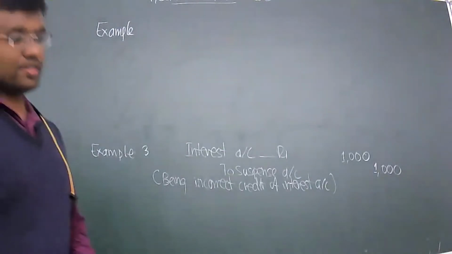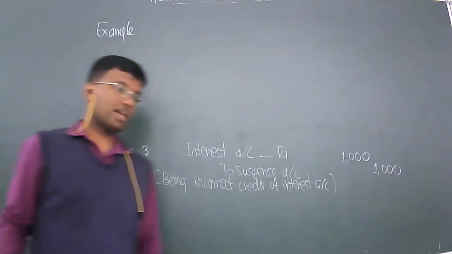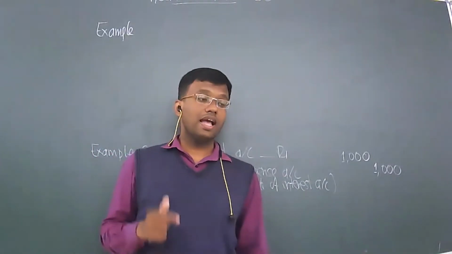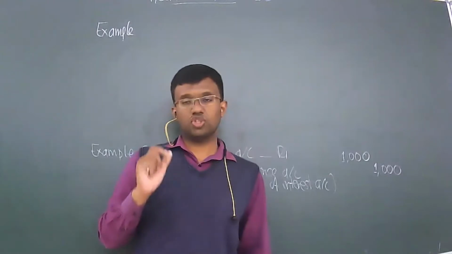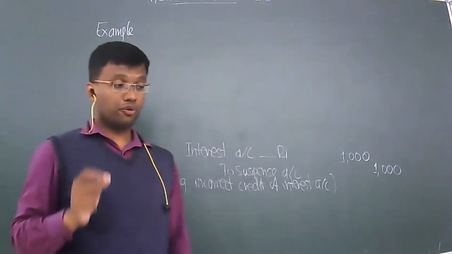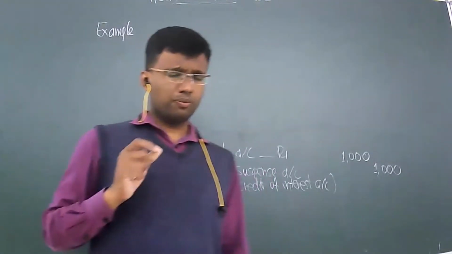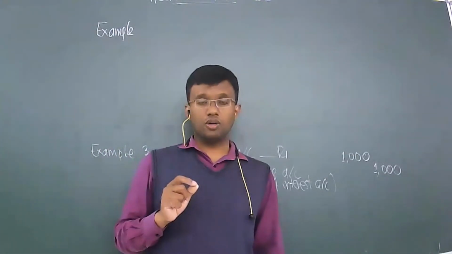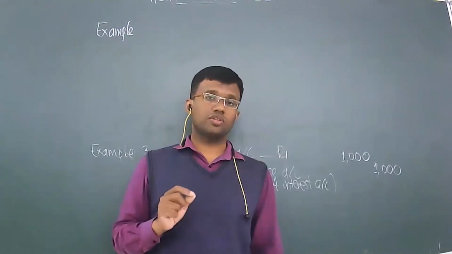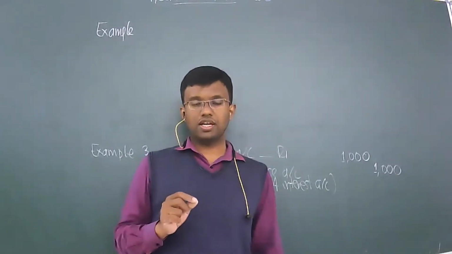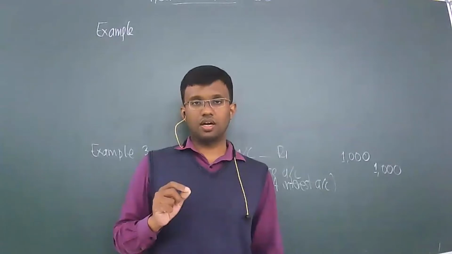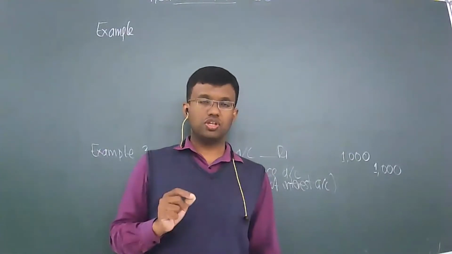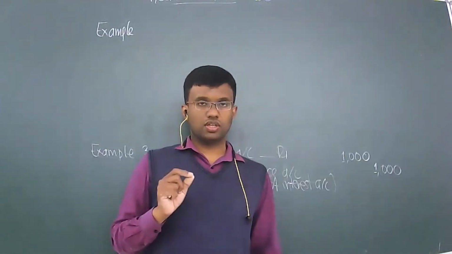So what is the final transaction? The final transaction is purchase of machinery of rupees 500 has been debited to purchase account. Here there are two accounts involved. First is machinery account, second is purchase account.